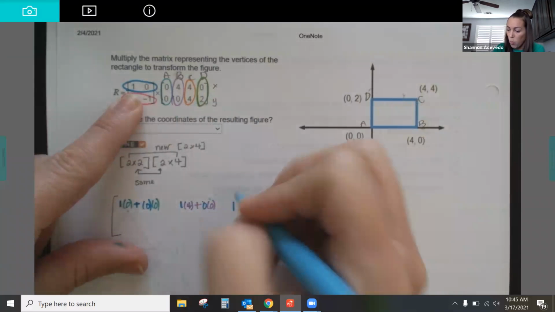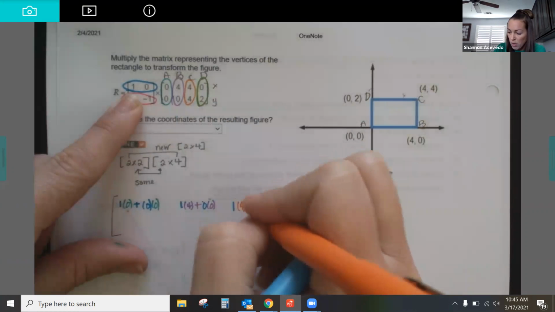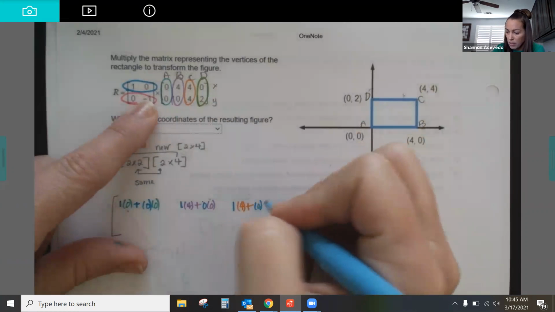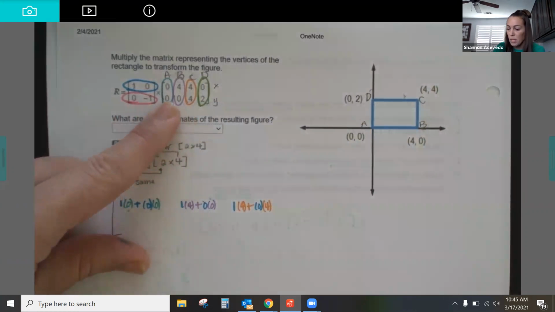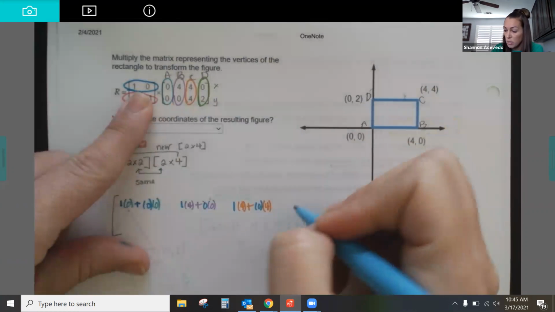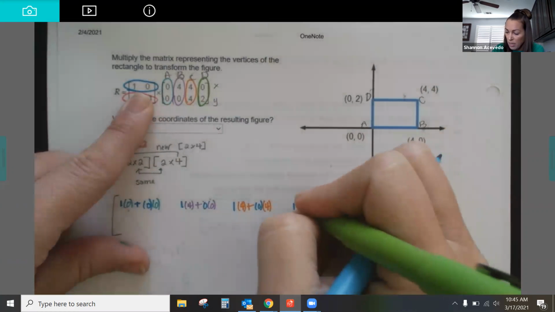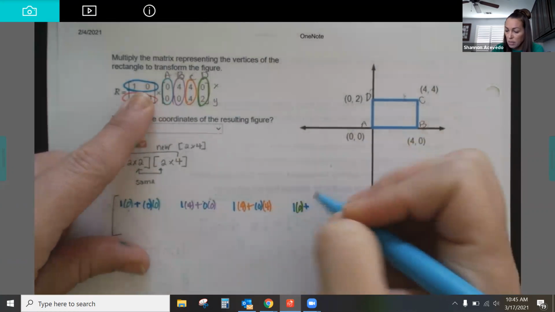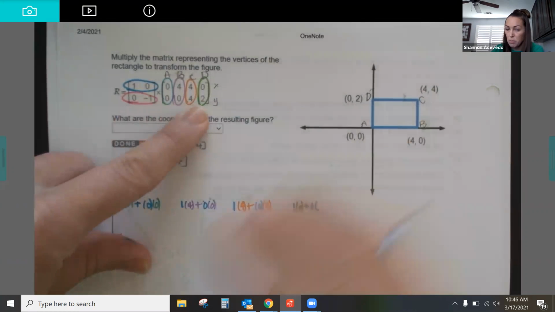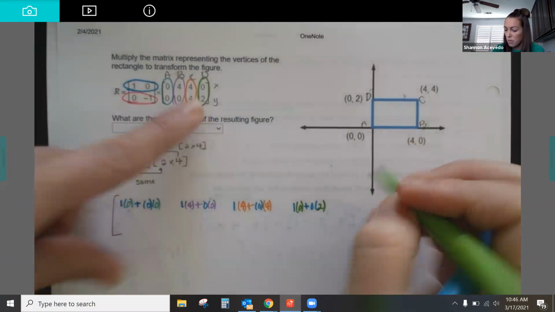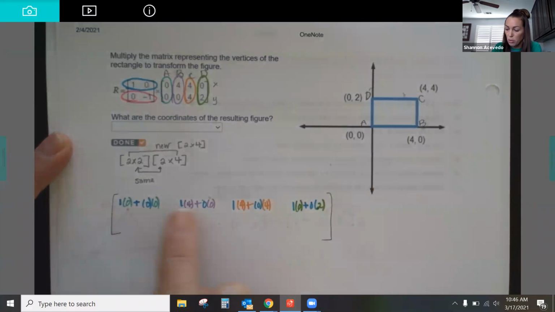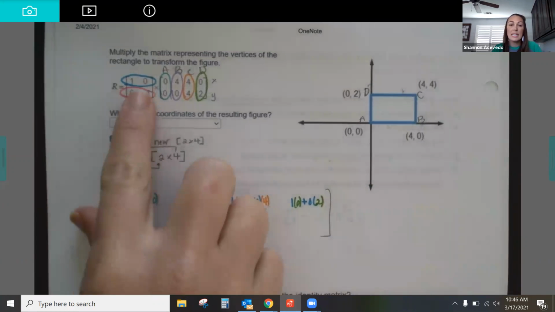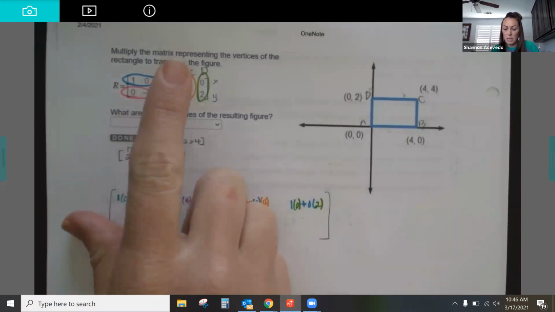So it's going to be 1 times my 4 plus 0 times my other 4 here. And then my last one is going to be same row, last column. So it's going to be 1 times my 0 plus 0 times my 2. So you can see where all those values came from. Notice the blue, those are the same numbers all the way across the first row. Then I go to my second row here, and I'm going to multiply times each one of these.